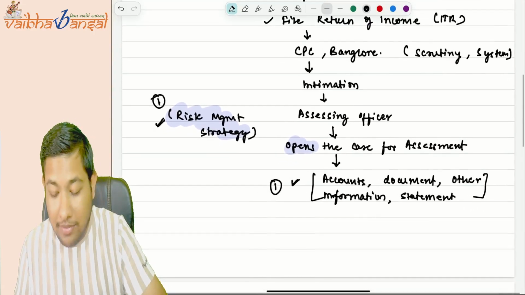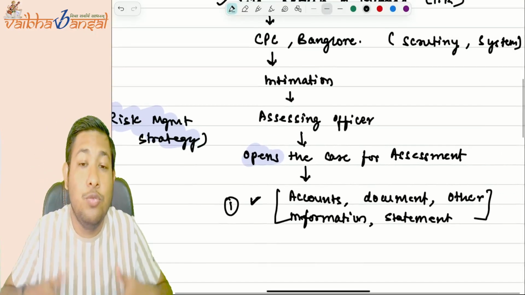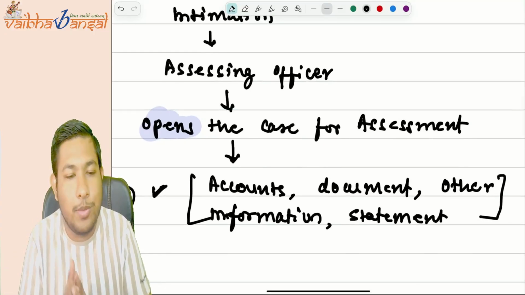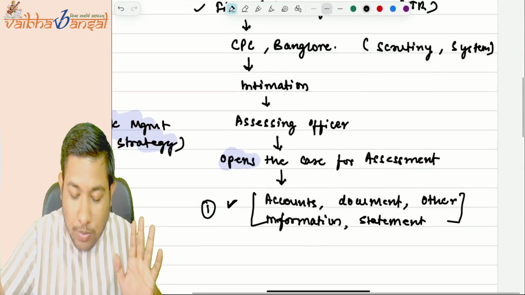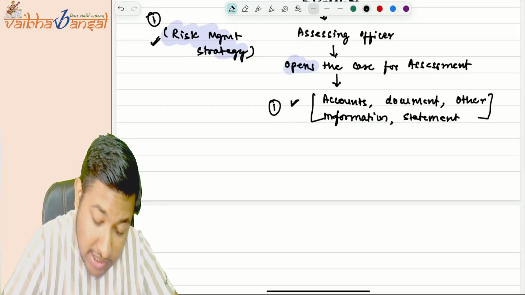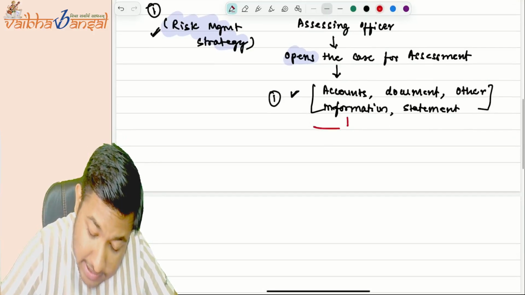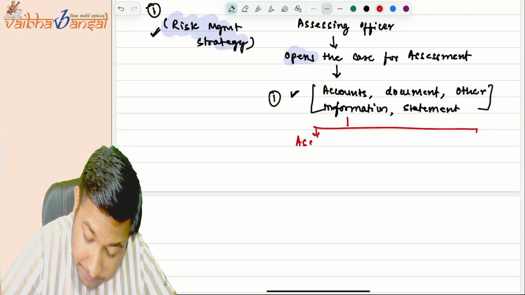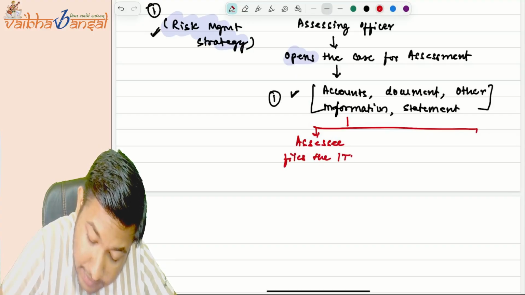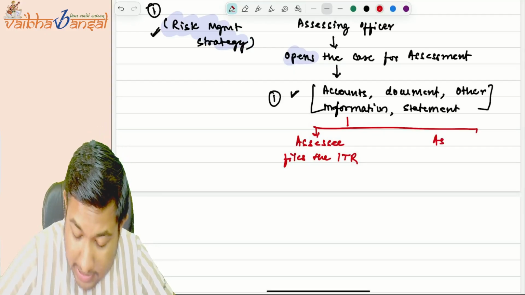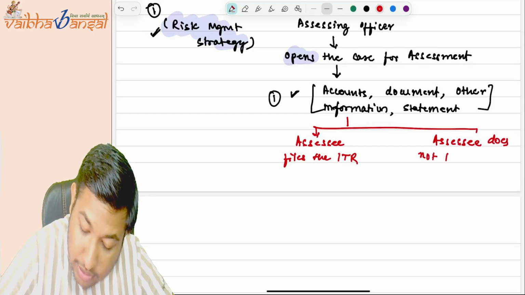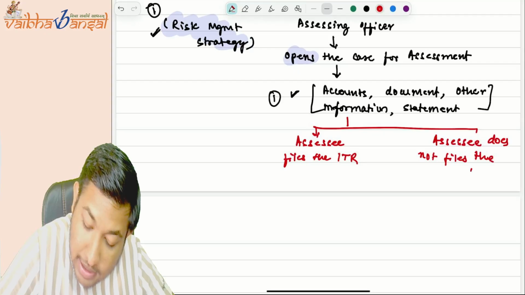But what we can do to verify those claims is ask for the accounts, documents, other information, and the statement. So this should be the first step. Now understand it very carefully. There can be a chance the assessee files the ITR, and there is a chance that the assessee does not file the ITR.